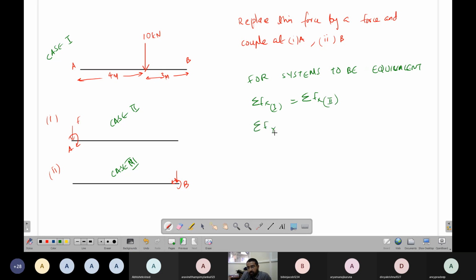Summation of forces in y direction in system 1 should be equal to summation of forces in y direction in system 2. Moment about some point, let's say A, should be equal to moment about A. This is system 1, this is system 2. Okay, system 1 moment about A should equal system 2 moment.